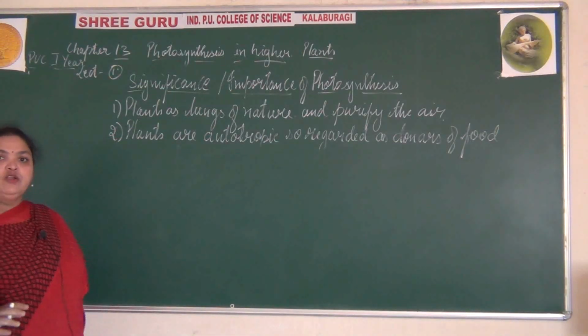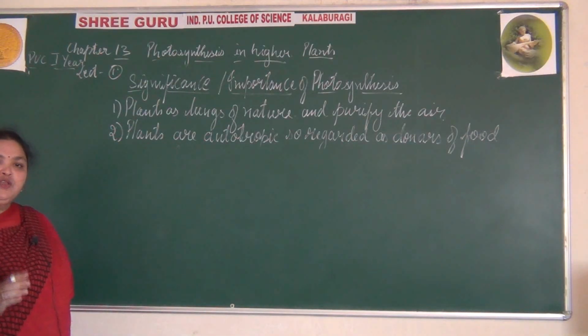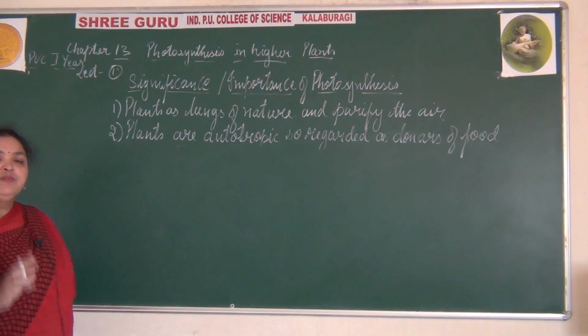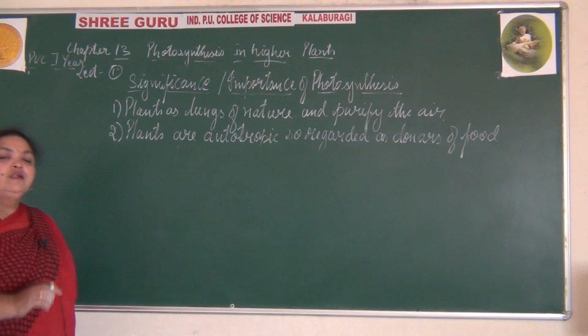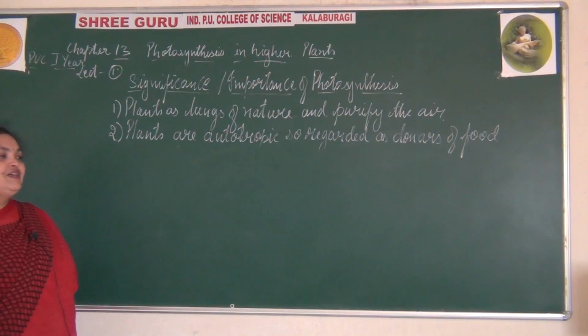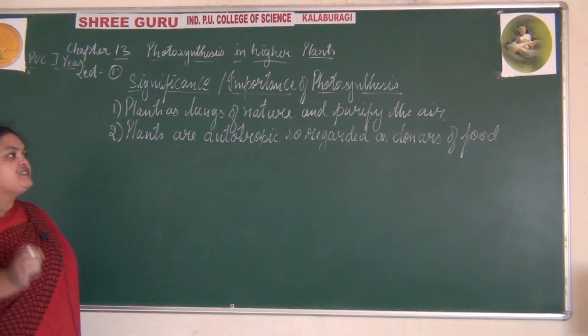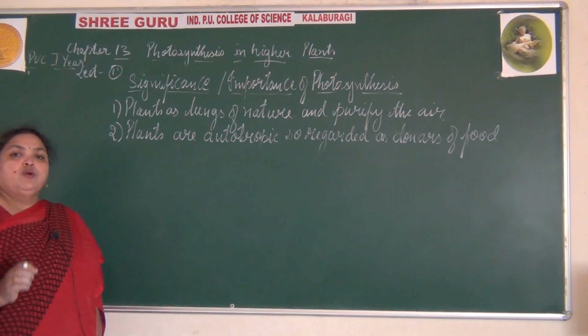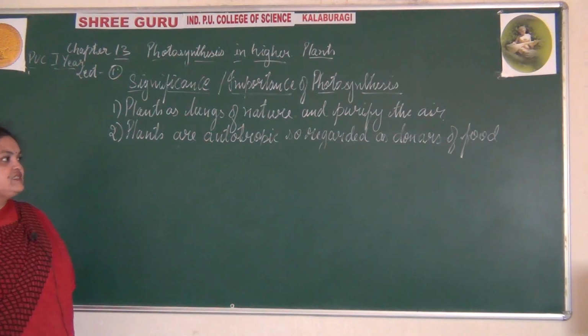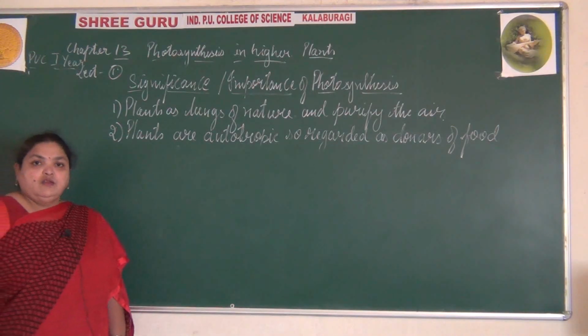They prepare the food, and not only prepare the food, they store the food in the roots, in the stem, in the leaves, or develop fruits which are used by other animals. So these plants are known as the donors of the food. They are regarded as the donors of the food.